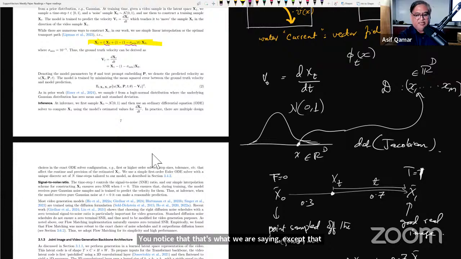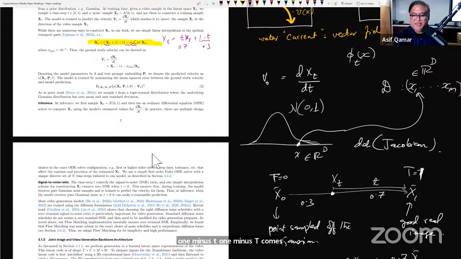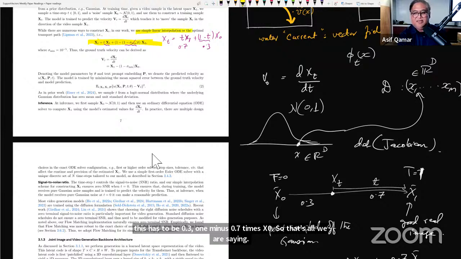There's a technical term, 10 to the minus 5. You do it for some technical reasons we won't get into. But if you were to take this term out, then it would look like what I'm saying. t times x1, that is how close you already are to the destination, plus 1 minus t. 1 minus t comes to, this is 0.7, so this has to be 0.3, 1 minus 0.7, times x0. So that's all we are saying. This is linear. That's why this is called a simple linear interpolation.